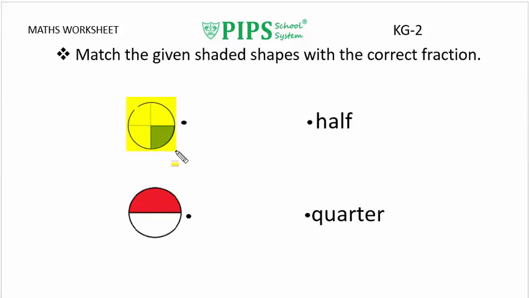It is sphere in shape and it is quarter. Here are the spellings of quarter. Let us match the shape with its spelling like this. The last shape is half. It is half shape. Here are the spellings of half. Let us match the shape with its spelling like this.